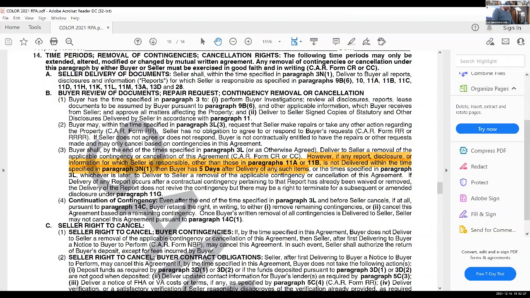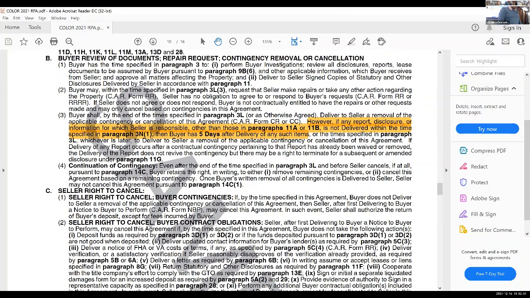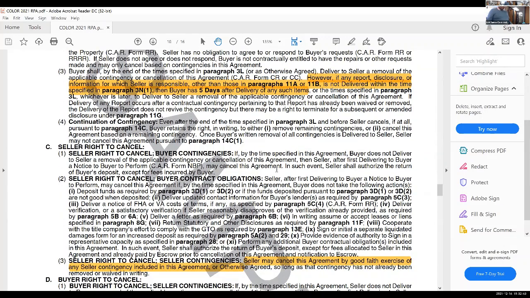So again, you must have the contingency in order to have this protection in place. If you waive the contingency ahead of time, then you don't have that contingency protection to get those documents in place. But if you have the contingency, then they have time to get that information to you.